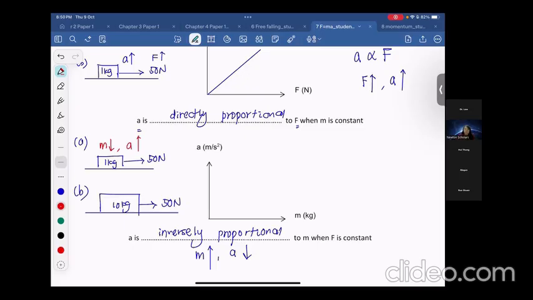So here, can you see this relationship? M decreases, A will increase. Or here, M increases, A will decrease. What is their relationship? This is called inversely proportional. Inverse. How does the graph look? It looks like this.